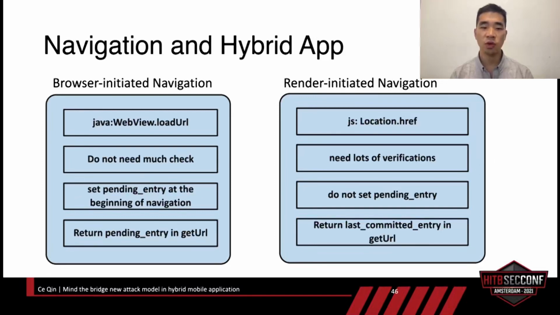Browser-initiated navigation will set the pending entry at the beginning of navigation and return it during getUrl, while render-initiated navigation will not. Let's summarize. For browser-initiated navigation, getUrl will return the new URL, even before the old render is unloaded. For render-initiated navigation, it will return the old render URL before the new one is committed.